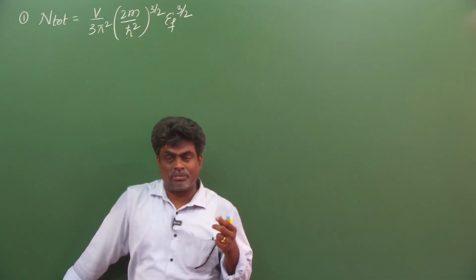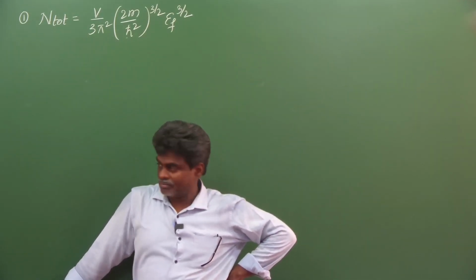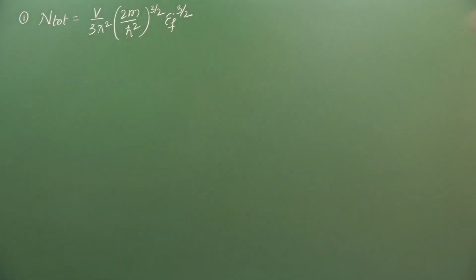Shall I ask one more question? Fermi temperature is proportional to what? Fermi energy is proportional to n power 2 by 3. Fermi temperature? Energy is nothing but KBT. EF is nothing but KB TF. Okay, that's why TF is proportional to the same.